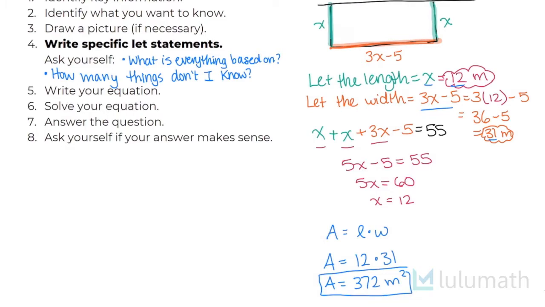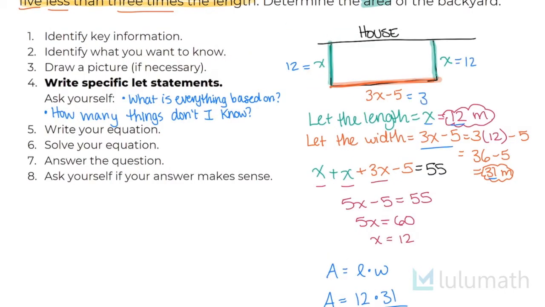But the last thing I'm going to do is ask myself if my answer makes sense. Does it make sense that I could have 12 meters as my length and 31 meters as my width? Well, it does, because 12 plus 31 adds up to 55, and it's a feasible value. It's a number that actually makes sense. So this does make sense.